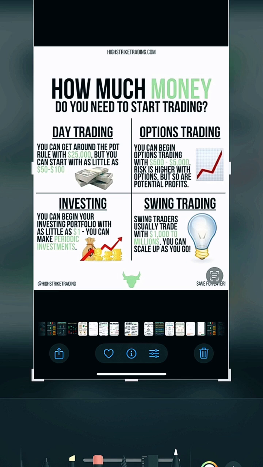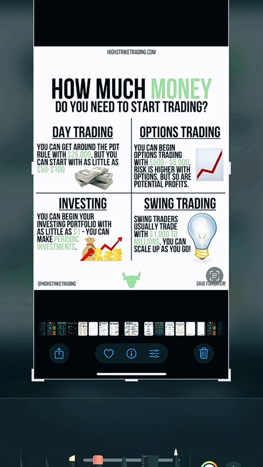Options trading. You can begin options trading with 500 to 5K. Risk is higher with options though, y'all. Understand that. But so are potential profits. The bigger the risk, the bigger the reward, right? Scared money don't make no money, right? It takes money to make money. Y'all know the sayings. Y'all know how it goes.